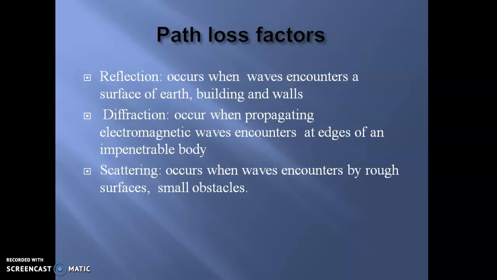Firstly, we are going to talk about reflection. Reflection occurs when waves encounter the surface of the earth, buildings and walls. Next, what is diffraction? Diffraction occurs when the propagating electromagnetic waves encounter the edges of an impenetrable body. And what is scattering? Scattering occurs when waves encounter rough surfaces or small obstacles.